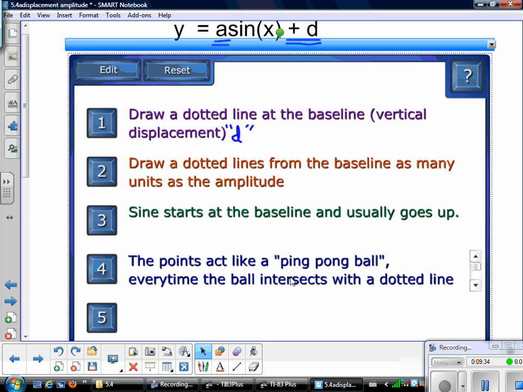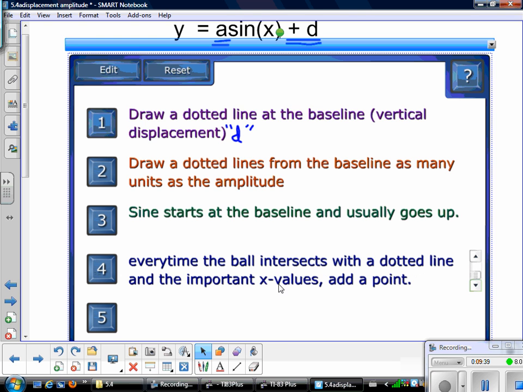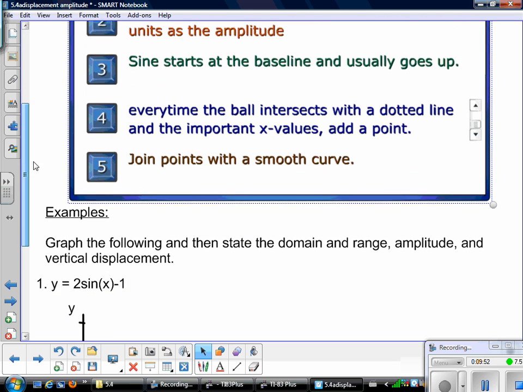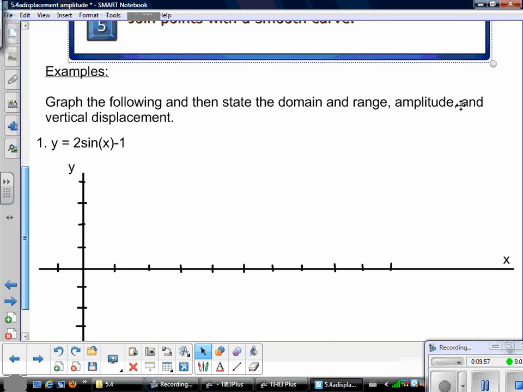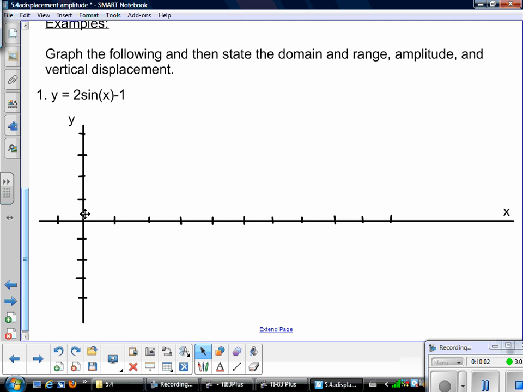And the points act like a ping pong ball. Every time the ball intersects with the dotted line and the important x values, we add a point. Finally, we join the points with a smooth curve. It's that simple. Okay, so let's do some examples together. So here it's asking us to graph the following and then state the domain and range, amplitude, and vertical displacement. All right, so again, we know that the important x values do not change, so I'm going to pause it again and put them here so you don't have to sit there and watch me.